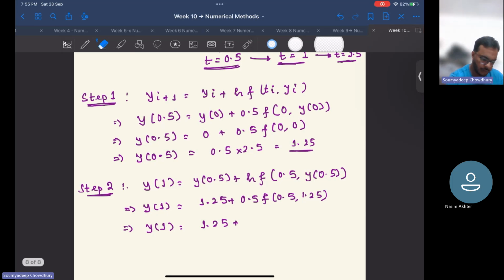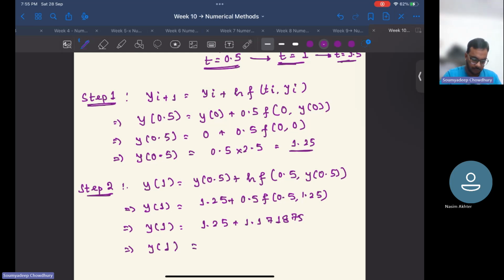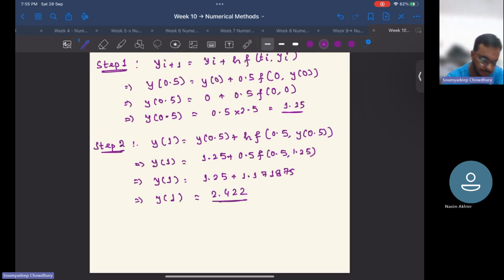This is 1.171875. So y of 1 will be equal to 2.422. This is the second step.